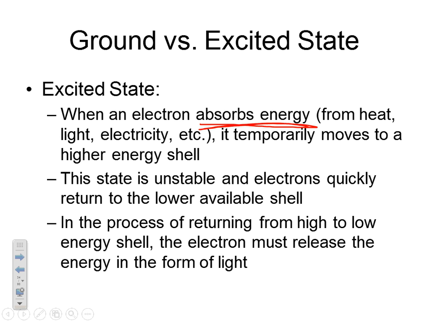Now, that energy that they absorbed would have come from somewhere. Maybe you heated the atom. Maybe you ran electricity through the atom. Maybe some light was hitting the atom. So that electron absorbed energy. They took in energy, and when they took in energy, they have too much energy to stay in their low energy shell. So what do they do? The electron moves to a higher energy shell. It has too much energy, so it becomes more energetic, and it moves farther away from the nucleus. Farther away from the nucleus, and has more energy.